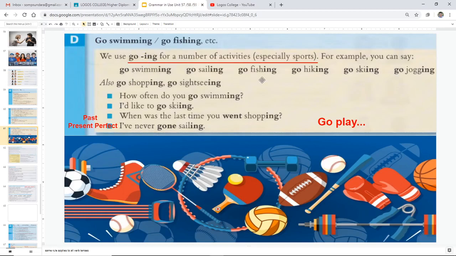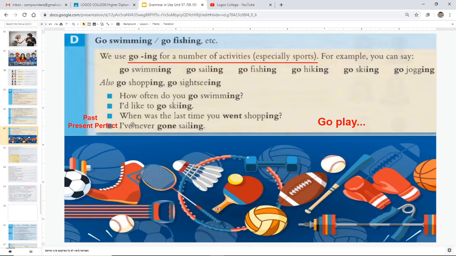Go fishing. But there's other ones that you can't use, right? Like badminton, go play badminton, go play football, go play soccer, go play baseball, go play table tennis. Right? You just have to know them and remember them.